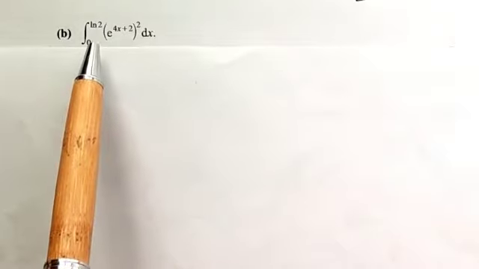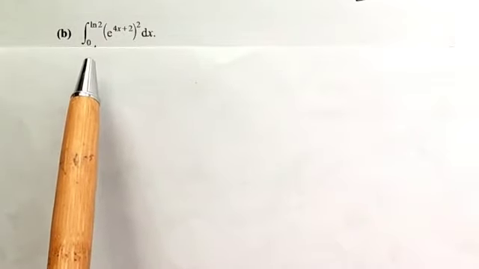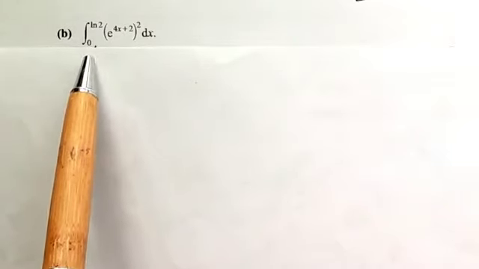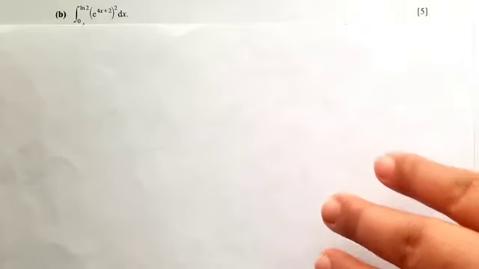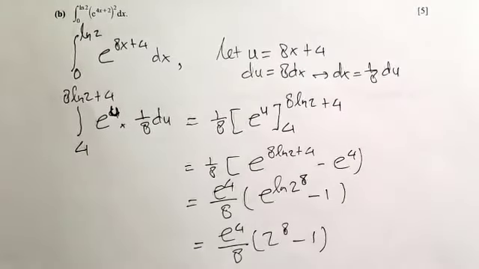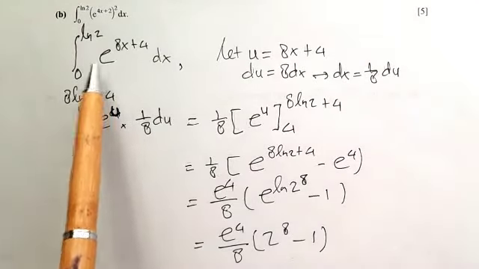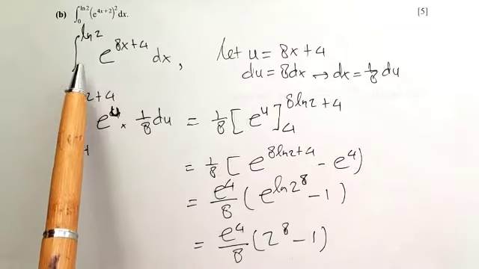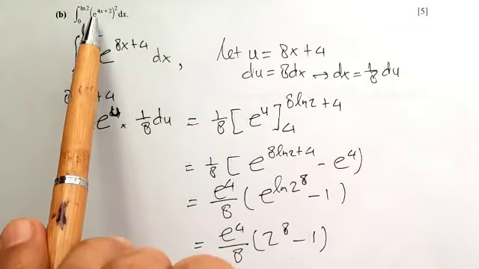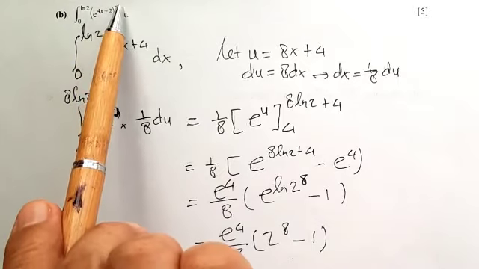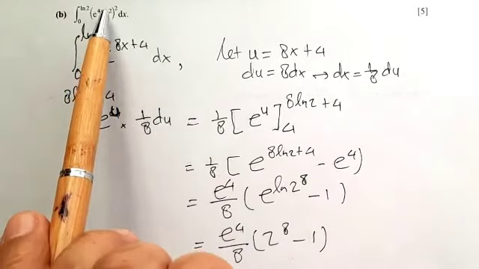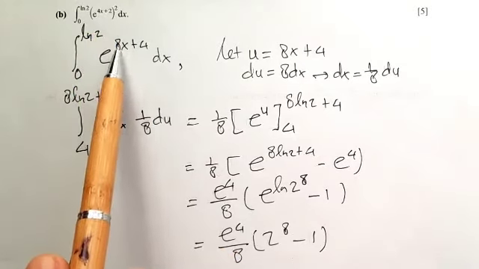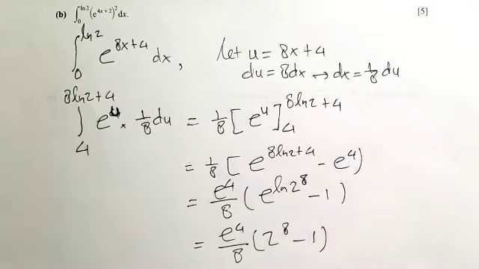Question B. Find the exact value of the integral from 0 to ln 2 of (e to the power 4x plus 2) squared dx. This is the integral of an exponential function. Thus, it equals the integral from 0 to ln 2 of (e to the power 4x plus 2) squared, which equals e to the power 4x times 2, that is 8x, plus 2 times 2, that is 4, thus e to the power 8x plus 4 dx.